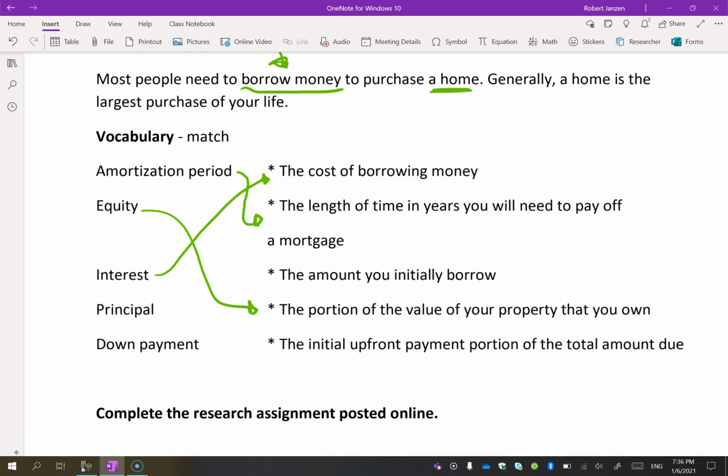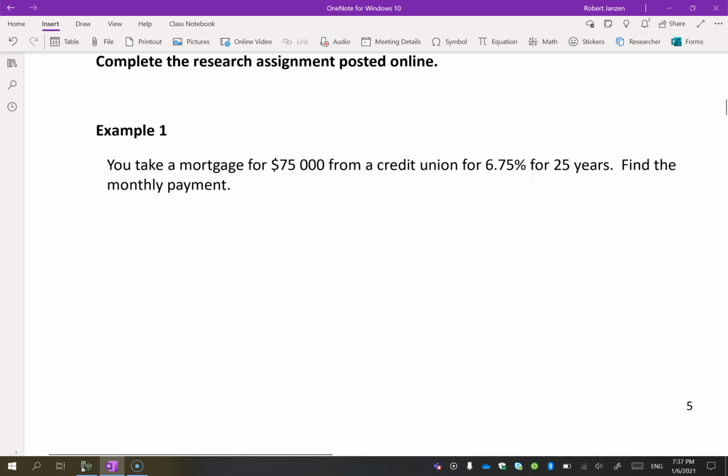The principal, this is the amount you initially borrow. How much you borrow from the bank to pay off the house. And the down payment is how much of the money you already have, the upfront payment. This is your savings that you put towards paying for a house. Okay, so let's look at some questions.